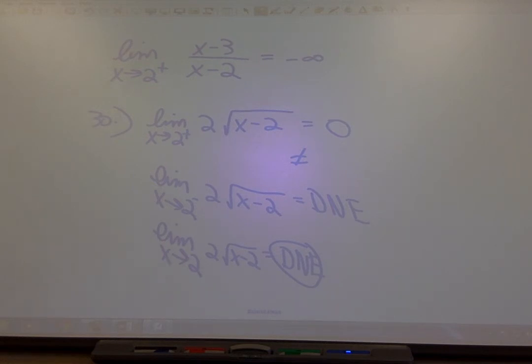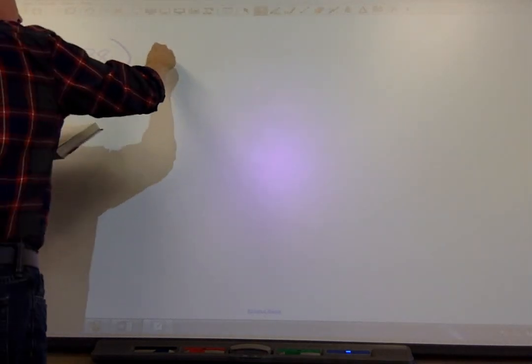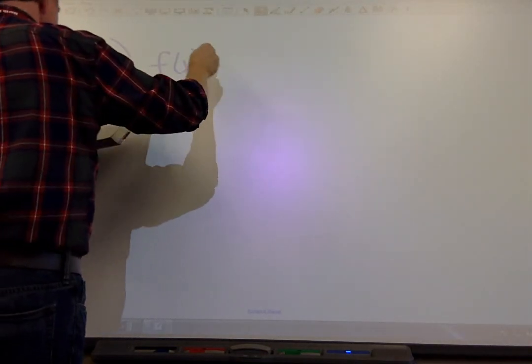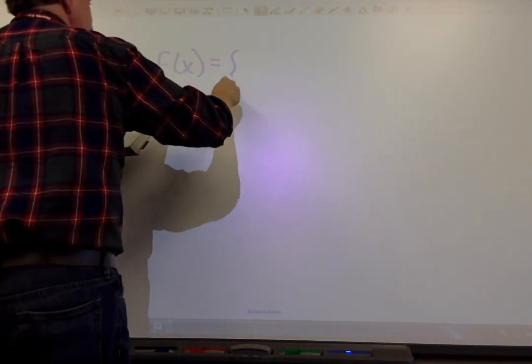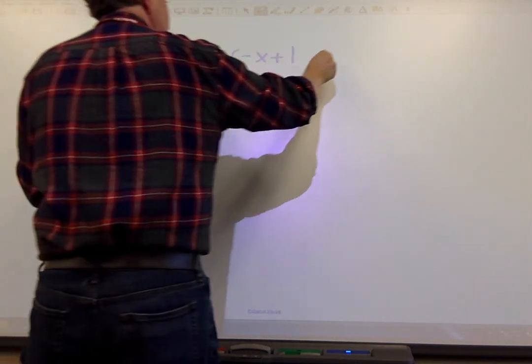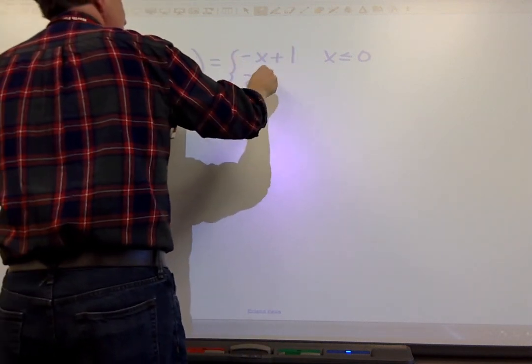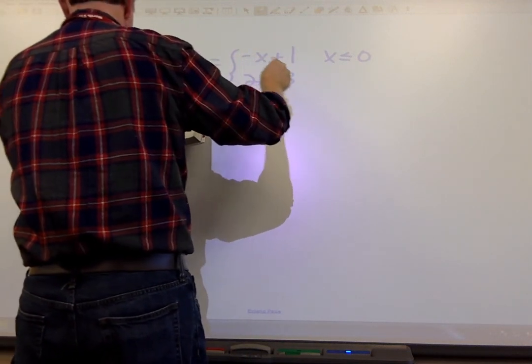So to finish up today, let's look at 38. What if they gave you a piecewise function? This is exactly where I wanted to get to today. I think we did this. They give you this piecewise function. f of x is -x plus 1 if x is less than or equal to 0, and 2x plus 3 if x is greater than 0.